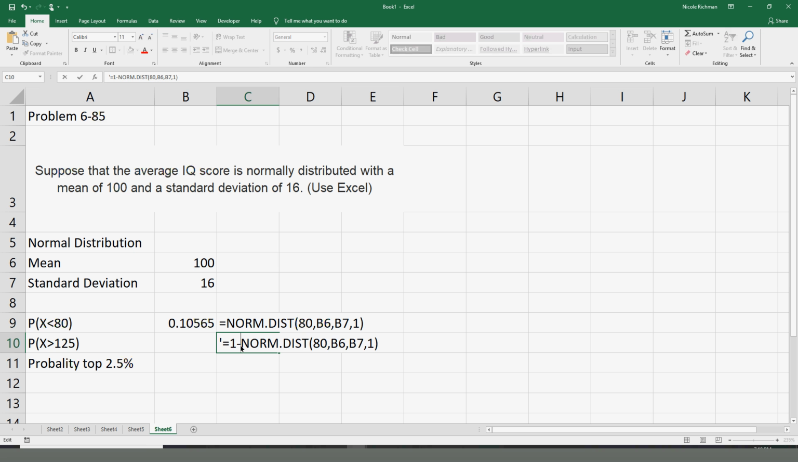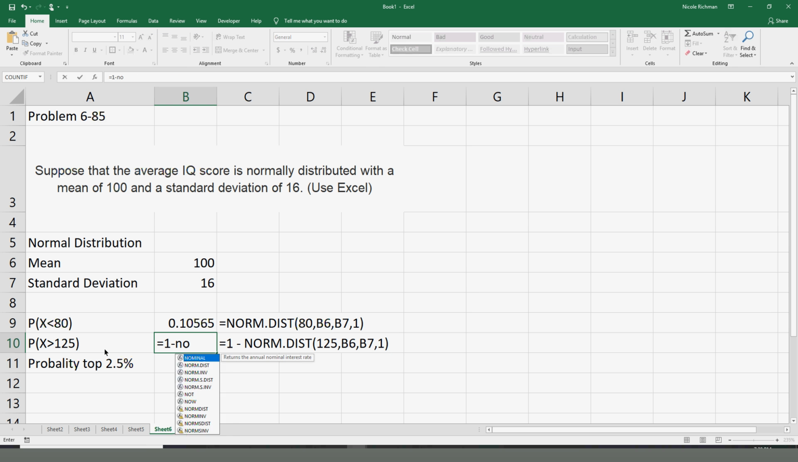So we're going to do 1 minus normal distribution of 125, because we're looking at greater than 125. Normal distribution will give us whatever's less than 125. So we want 1 minus that, the opposite.